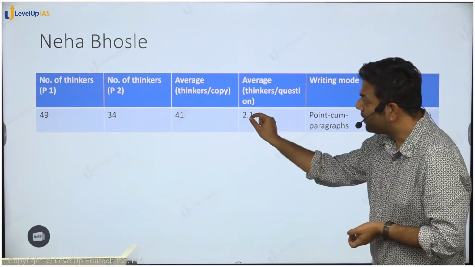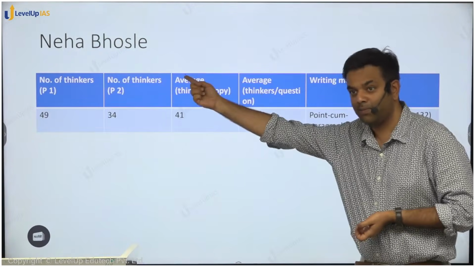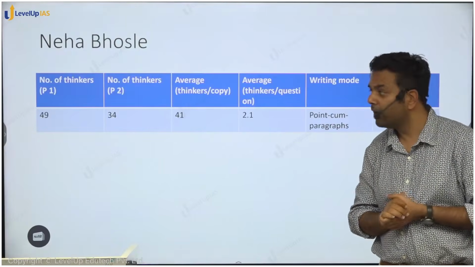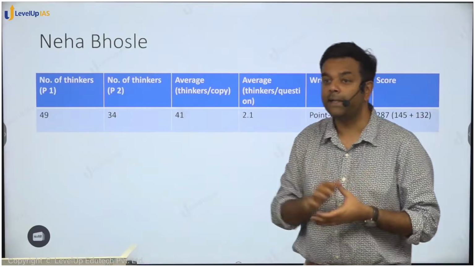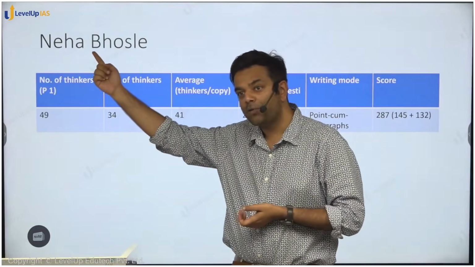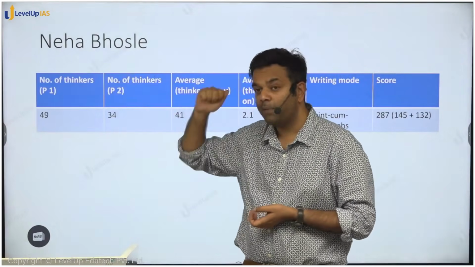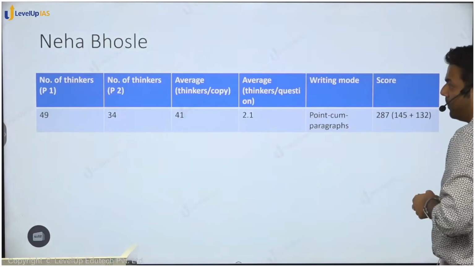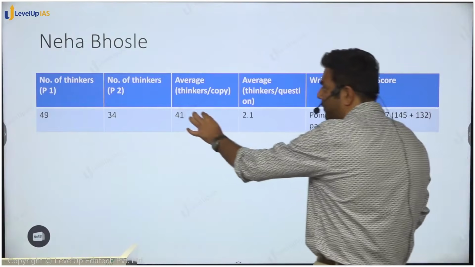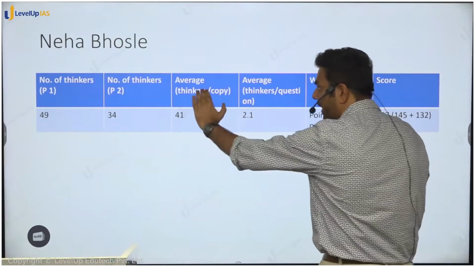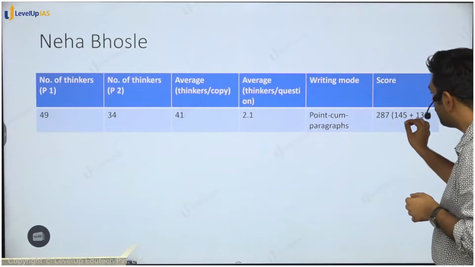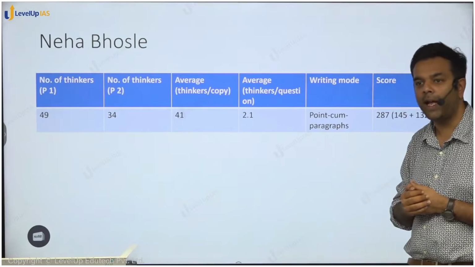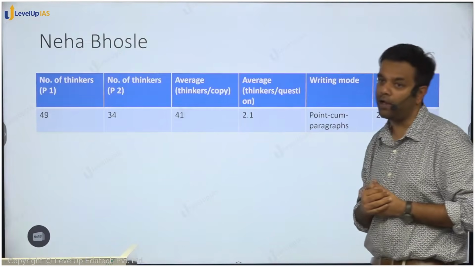Technically, she has written more thinkers than the last topper, Srushti Deshmukh. Her year is also different, and that creates a difference. Srushti Deshmukh appeared in 2018 and Neha Bhosle appeared in 2019. But one thing is clear: despite having more thinkers, at least in terms of average, her score did not go up the way Srushti's score had gone up.